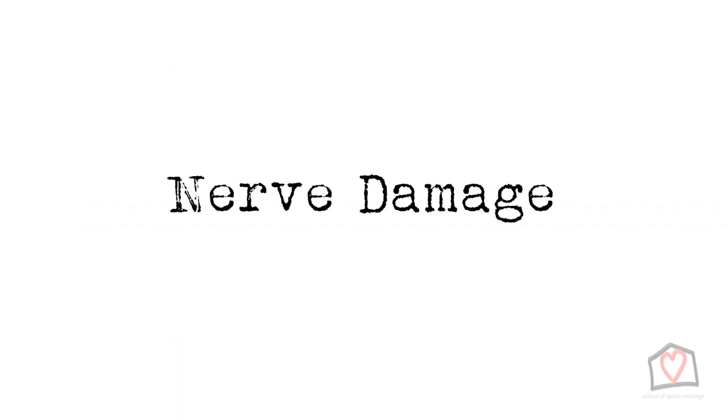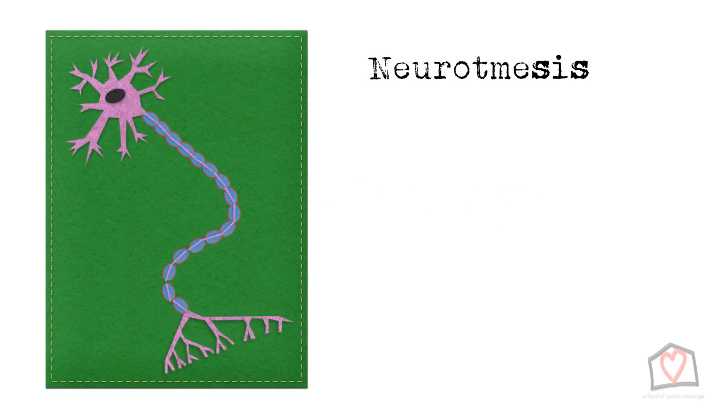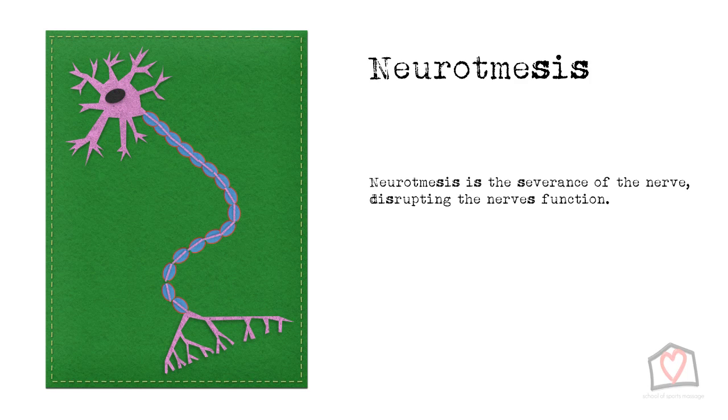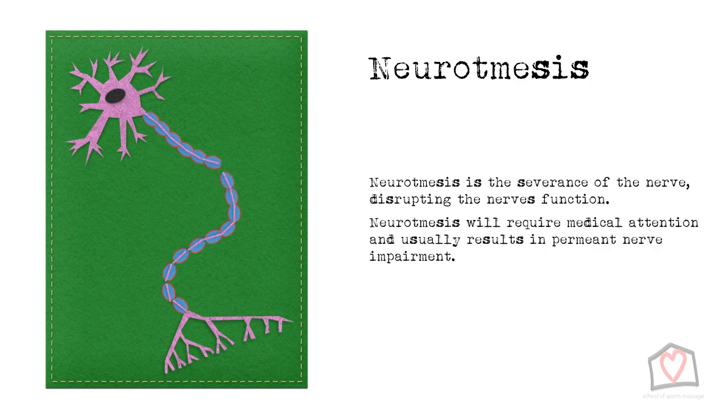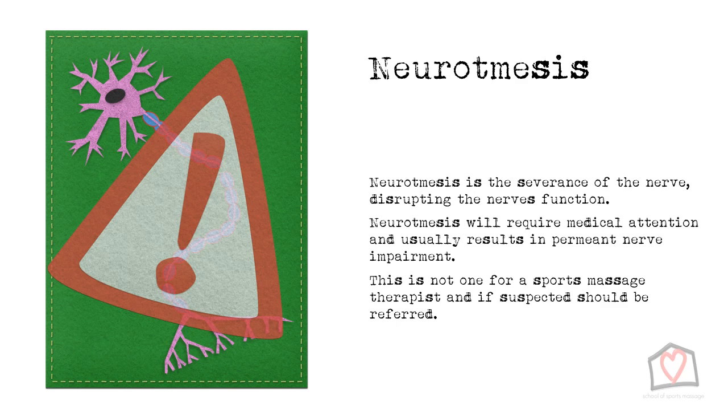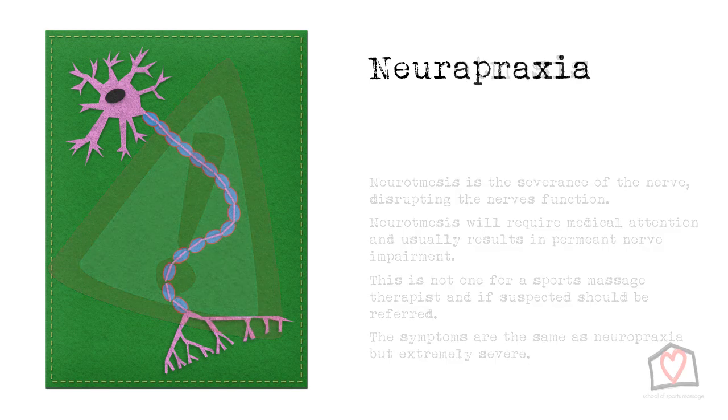Nerve damage. There are two main types here, neuropraxia and neurotmesis. Neurotmesis is the partial or complete severance of the nerve, disrupting its function. This will require medical attention and usually results in permanent nerve impairment. This is not one for the sports massage therapist to treat, and if suspected should be referred. There may also be underlying conditions. The symptoms are the same as neuropraxia, but extremely severe.